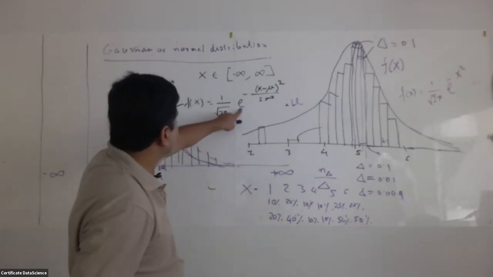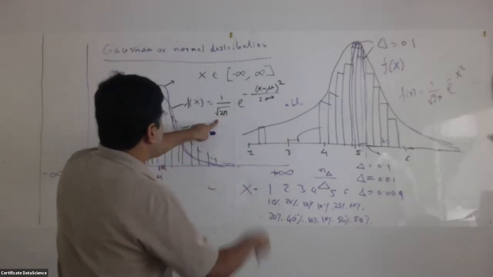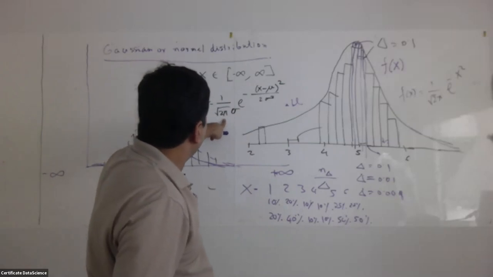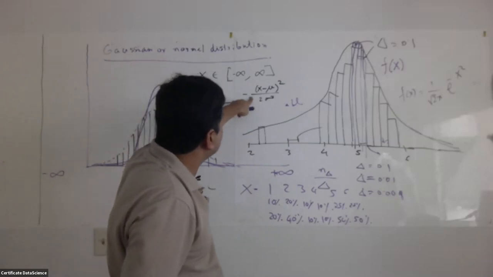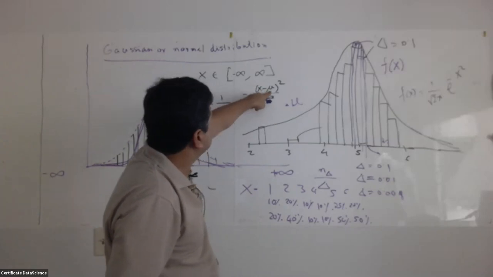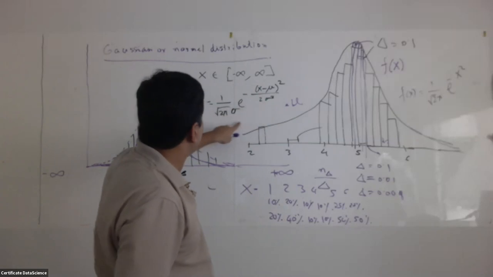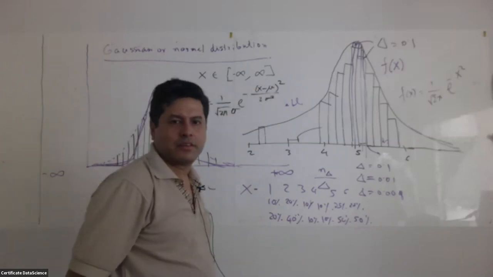So you exponentiate, this is just a, I think there is also a sigma. Okay, sigma, and there is exponentiation, and this number, x minus mu square, divided by 2 sigma square. So we should plot it. We will plot it now.